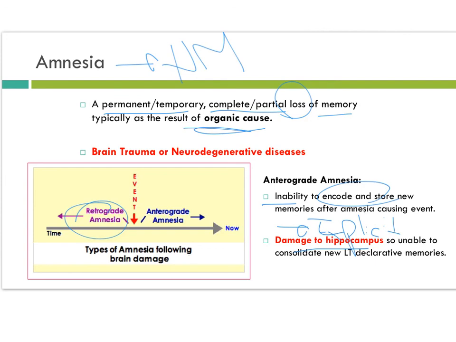Now, just as a bit of an FYI, let's really briefly talk about retrograde amnesia. Retrograde amnesia refers to the inability to recall previously stored memories. Like if you knock your head and you can't recall anything prior to the accident, like your name, your 16th birthday, things like that, well, that's retrograde amnesia.